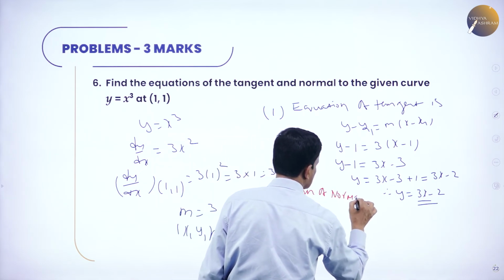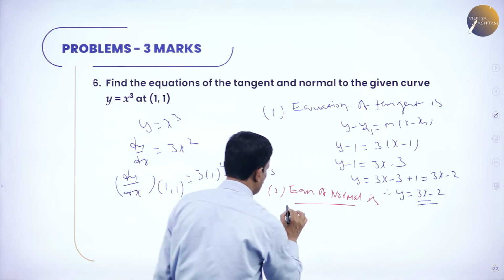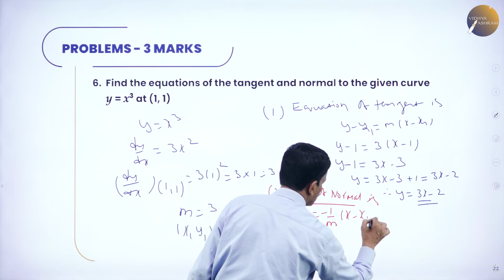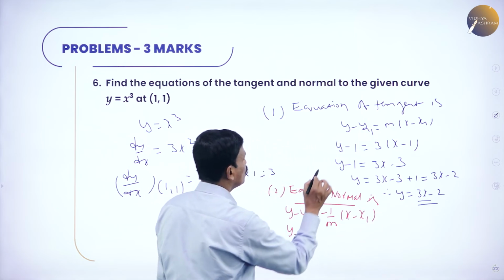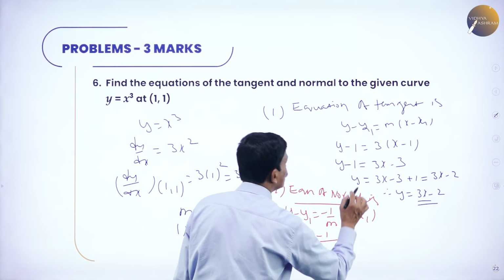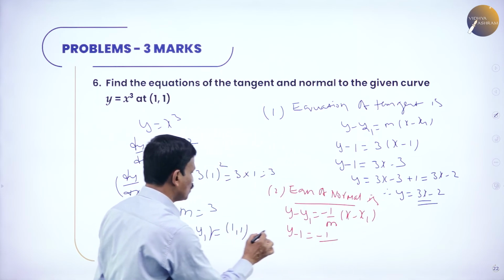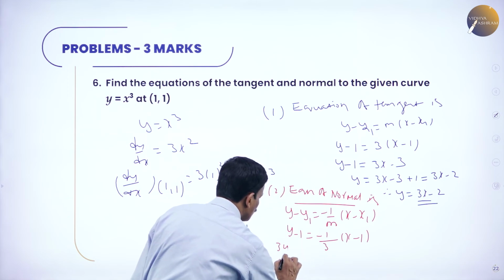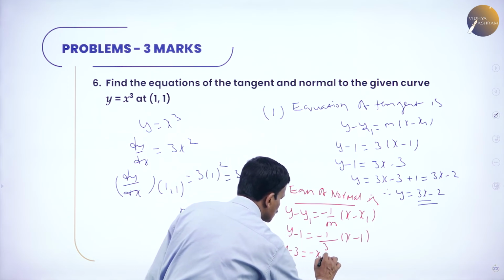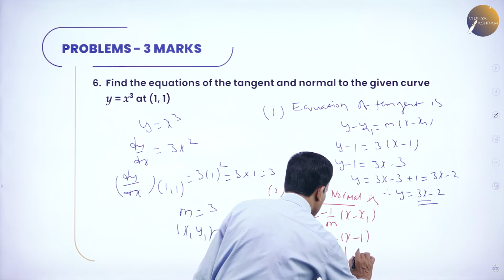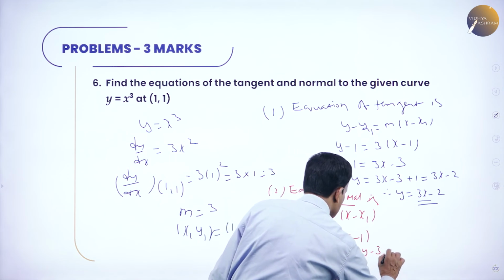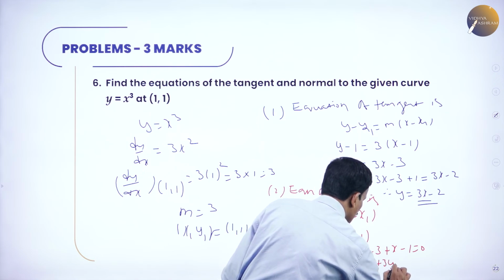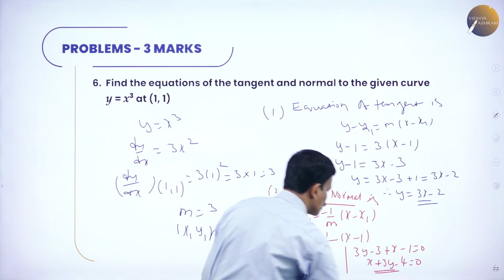Equation of normal is y minus y1 is equal to minus 1 over m into x minus x1. Y minus y1 is 1 minus 1 over m. What is m? M is equal to 3. 1 over 3 into x minus 1. Cross multiplied, 3y minus 3 is equal to minus x plus 1. Or transfer this: 3y minus 3 plus x minus 1 is equal to 0, or x plus 3y minus 4 is equal to 0. That's it.